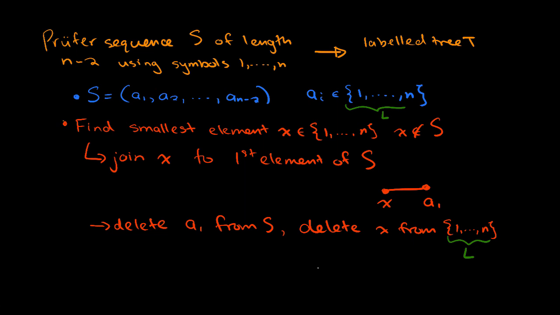In the next step, we consider the new L, which is the same as L but doesn't have x in it. Similarly, S is the same sequence, but it doesn't have A1 in it. So now we repeat the same idea. We want to find the smallest element, which I'll call y. It's in L, or to be more clear, in L without x, and it's also not in the sequence. And again, this sequence doesn't have A1 anymore.